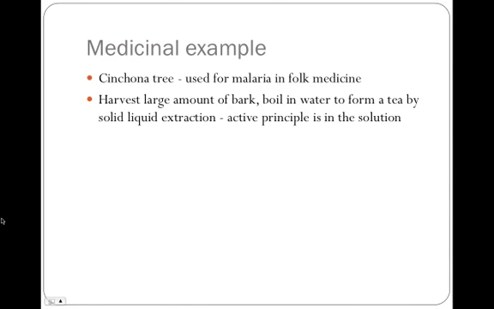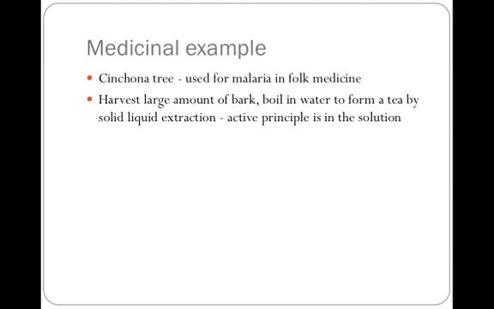Here's a medicinal chemistry example. In folk medicine, the bark of the cinchona tree was always used in order to treat malaria. This is folk medicine in South America. And so making a tea from the bark of the cinchona tree was a folk medicine treatment for malaria.